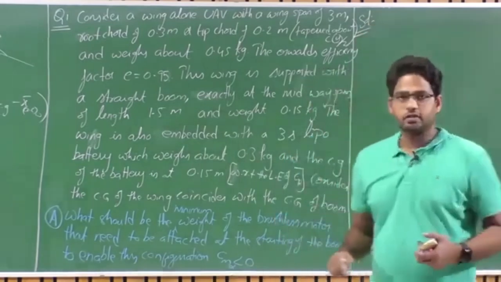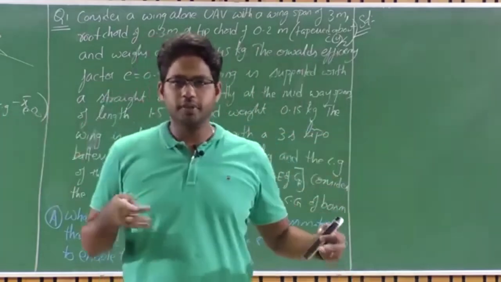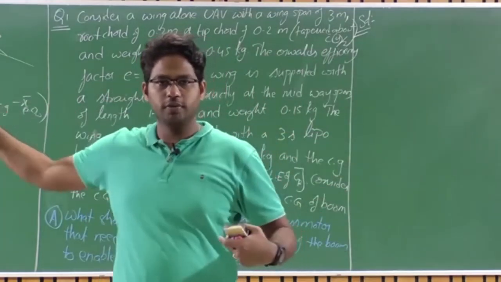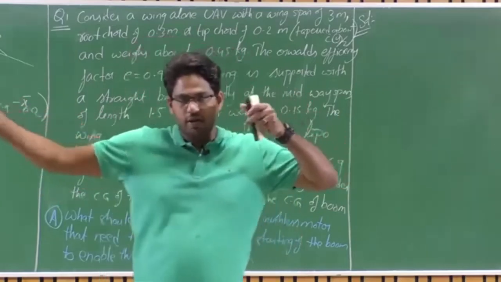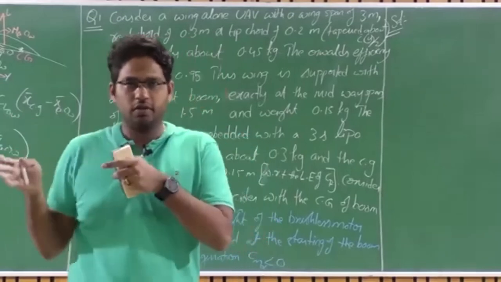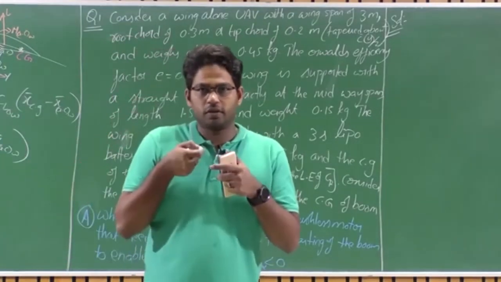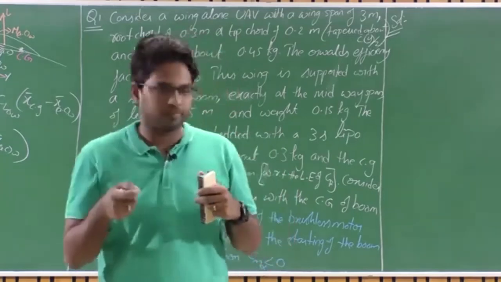So what we are asked to do: we have a wing of 3 meter span with a root chord of 0.3 meters and a tip chord of 0.15 meter. And this taper happens to be about the mid chord axis at each and every cross section. If you consider a given chordwise location, the midpoint of that particular chord gives you the taper axis.